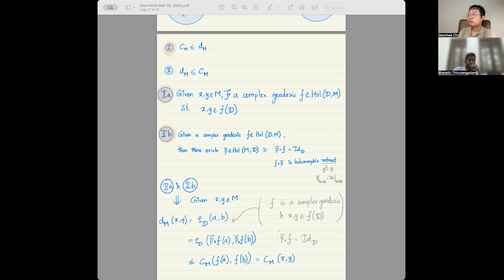Now, what we can do is write A as P tilde F, because the assumption is that P tilde F is the identity on the disk, and we get this. And now we know that the characteristic distance is the supremum over all the holomorphic maps. So using that, we will be able to tell this is less than or equal to the characteristic distance on F of A, comma B. Now, F of A and F of B are nothing but X and Y. So we are able to show that DM is less than or equal to CM for any two points.